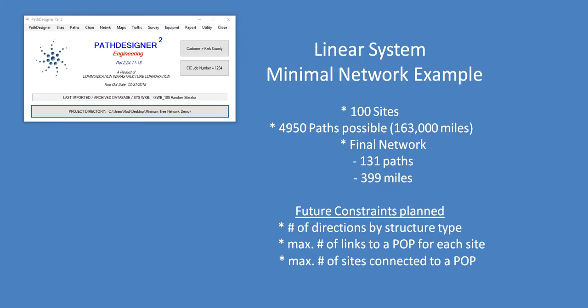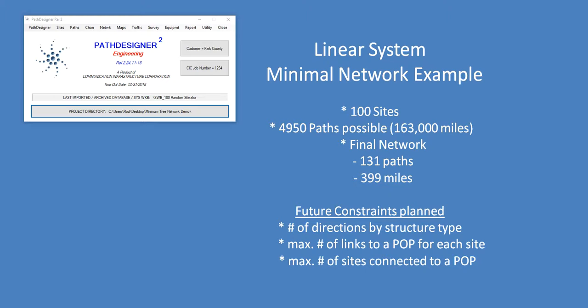And what I'm going to demonstrate to you is that the tool will find the shortest minimal network design, a linear system, the shortest way to connect all of these 100 sites together from 4,950 possible paths, totaling 163,000 miles. And it finds the shortest route network way to connect them, which ends up being 131 paths, a total of 399 miles. So it's essentially finding an optimal network in terms of shortest distance.